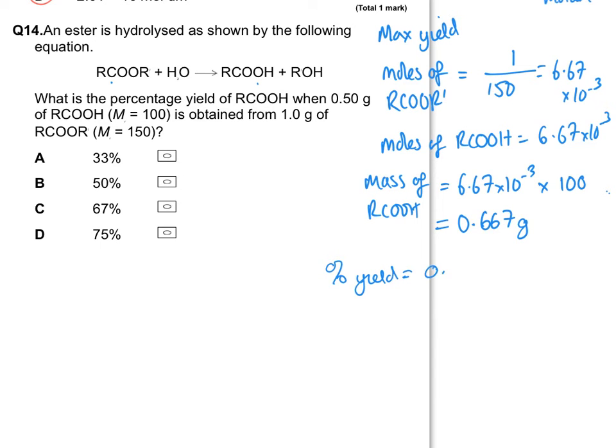So to find out my percentage yield, I do the mass that's actually obtained, which it tells you in the question that only 0.5 of a gram is obtained. The most I could have got is my theoretical yield, which I've calculated. So that gives me a 75% yield. And 75% is answer D.